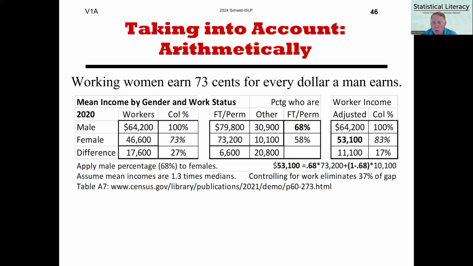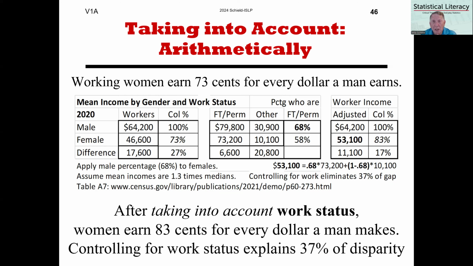In this case, I want to give women the same 68% mixture that men have as a percentage of full-time permanent. When I do that, the female average income jumps up from 46.6 to 53.1. Quite a big improvement. And now I can say, ta-da, after taking into account work status, women earn 83 cents for every dollar a man makes. Controlling for work status removes a third of the disparity, explains 37% of the disparity. So this is how they work weighted averages.